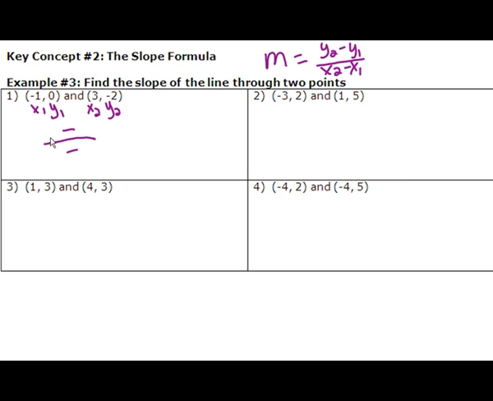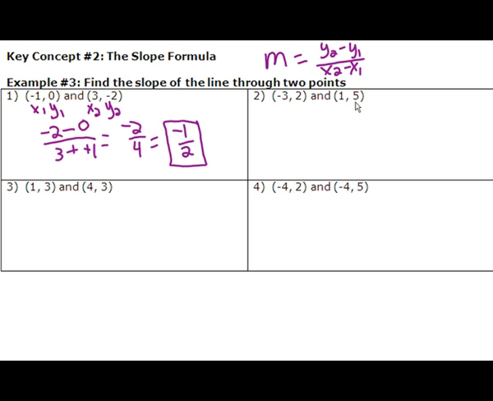So like my y2 is negative 2, my y1 is 0, my x2 is 3, my x1 is negative 1. So then I simplify. Negative 2 minus 0 is negative 2. 3 minus negative 1 is 3 plus 1, which is 4. You always want to simplify your fraction. Negative 2 divided by 4 simplifies to negative 1/2.